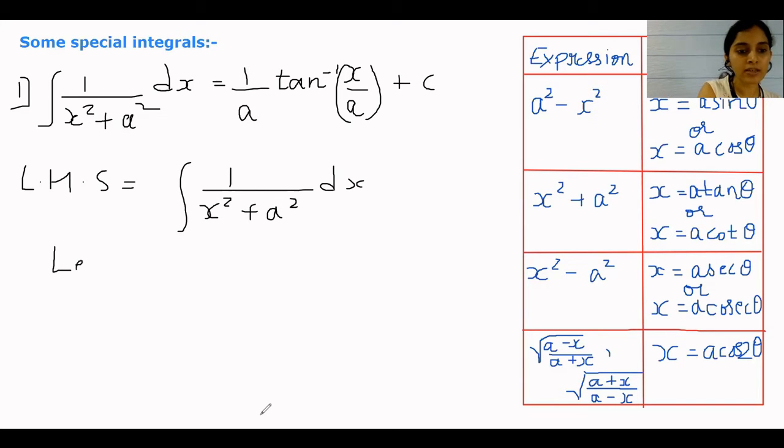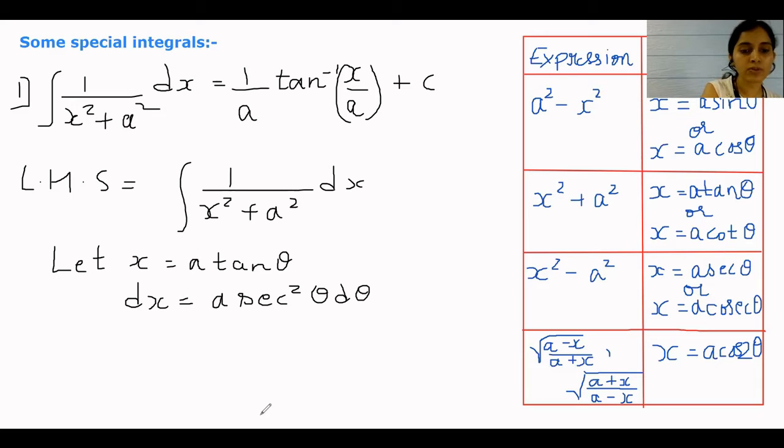So let x equal a tan theta. Now if x is equal to a tan theta, what is dx then? dx will be equal to a sec square theta d theta. And you also have to write the value of theta. So theta is equal to tan inverse x upon a. So these three things you will write when you substitute, and then you put it in your LHS.